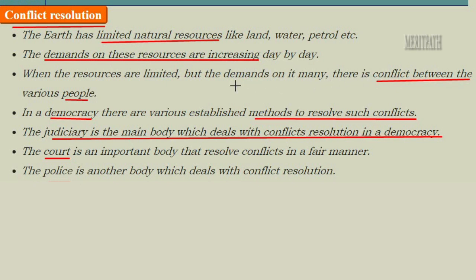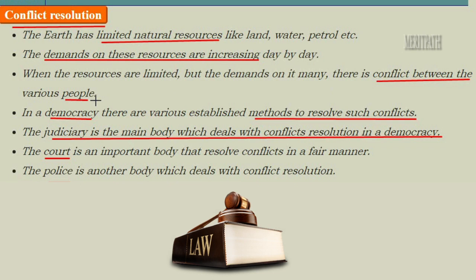then what happens? There will be conflict between the people. The people will start to fight among each other for the available natural resources. And then who solves these conflicts? That is, the fights and issues between the people who are fighting for natural resources. In a democracy, there are methods by which these conflicts can be resolved. So what are these methods? There is one method called the judiciary. Judiciary means the team of judges in a court. The team of judges work together and solve the issues in a conflict.